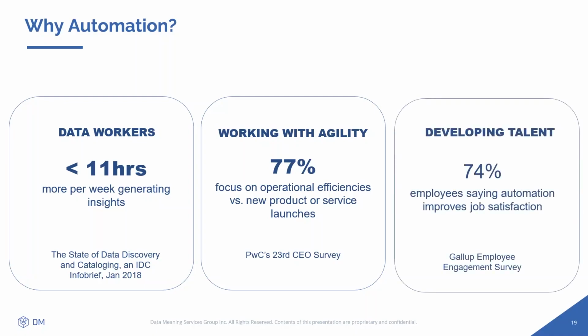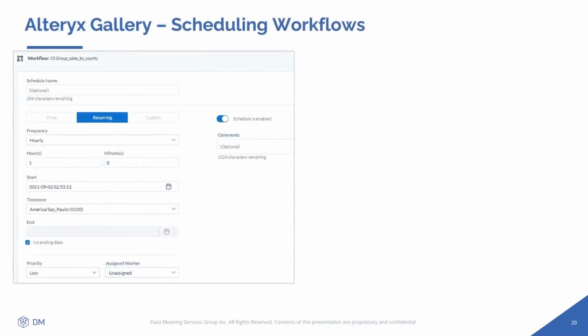And we can also focus on the people and develop more talent. Most of the employees say that automation will improve job satisfaction, mostly because they can focus on things that generate more value. So let us see how the scheduling works from Alteryx workflows.